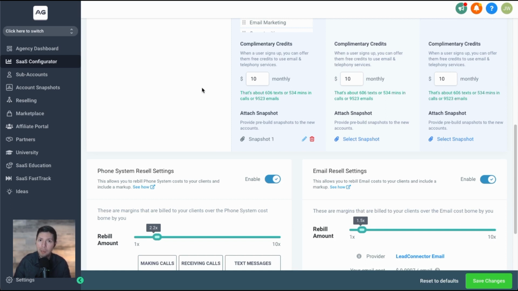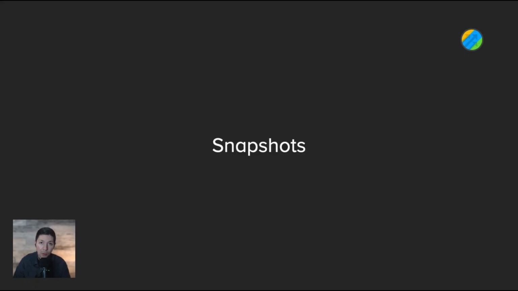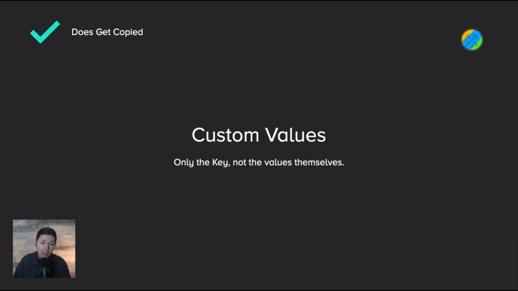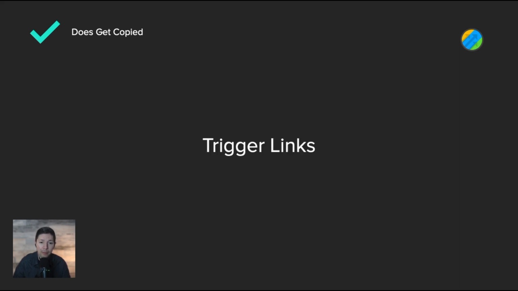Now, a lot of people ask, hey, what's included in a snapshot? So what I'm going to do is walk you through a quick list just so you have a general idea of what's included inside of your snapshot. The things that get copied over to a new sub account whenever you use a snapshot include custom fields, custom values, and this is only going to bring over the key, not the actual value itself. Triggers, and whenever you bring them over, they're going to start in draft mode.